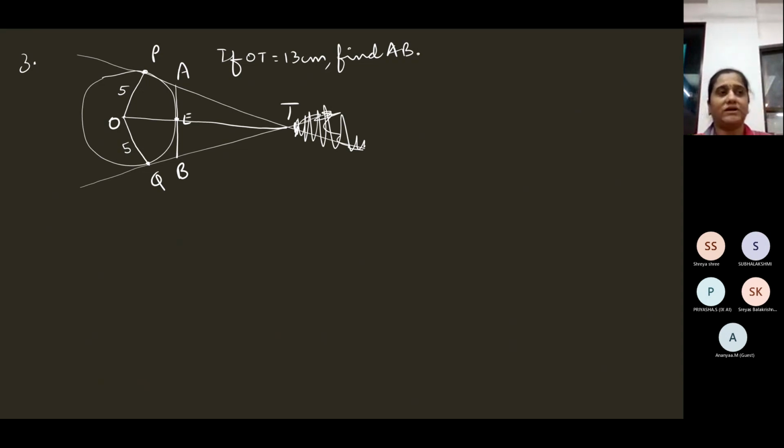So TP and TQ are tangents at P and Q. AB is also a tangent at E. It's given the radius is equal to 5 centimeters and OT is equal to 13 centimeters. Find AB. The question is to find AB.